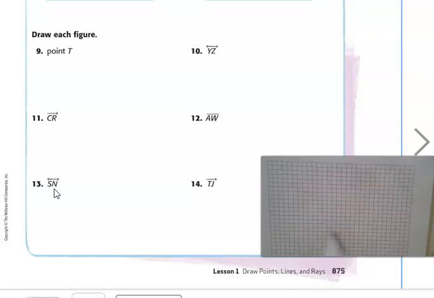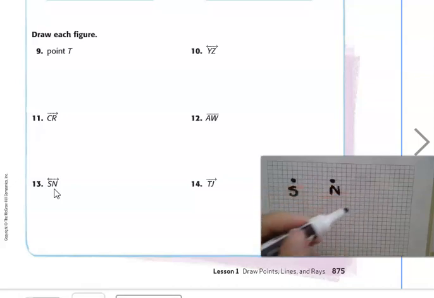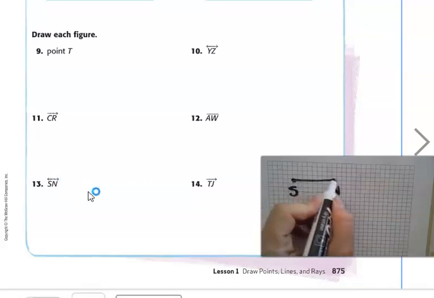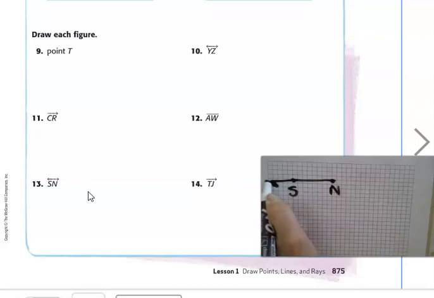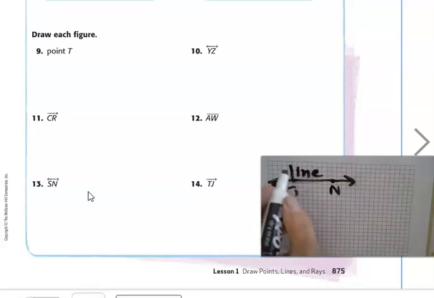Since it has an S and an N, I'm going to label those points, and since I'm dealing with all rays, lines, and line segments, all are in a straight line, so I'm going to put them in a straight line. And this says I see arrow on both ends, so that means I'm going to draw the line between them, but I'm going to extend it out beyond both of those points that I've labeled, and that would be a line, because it extends on in both directions. Now that's number 13.